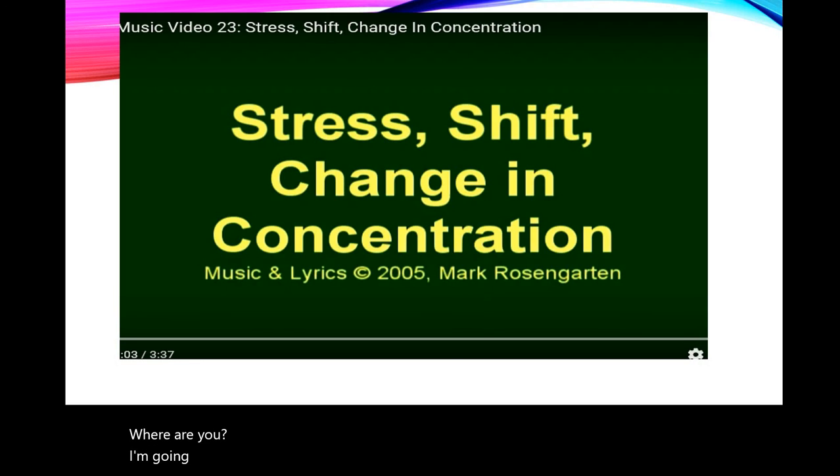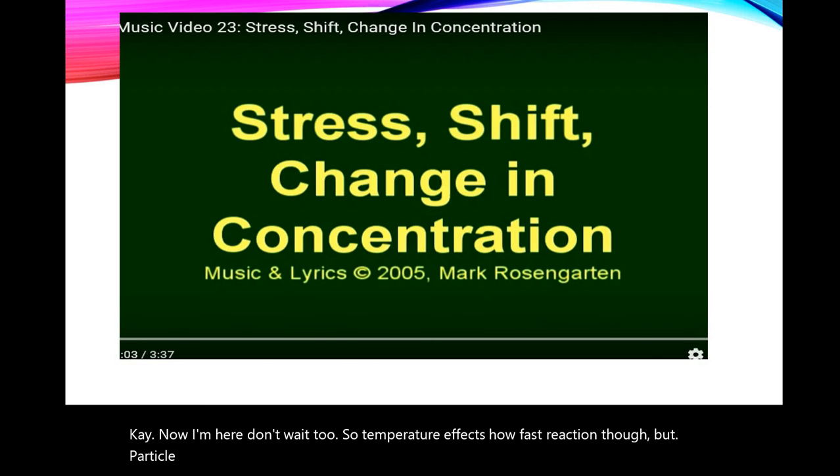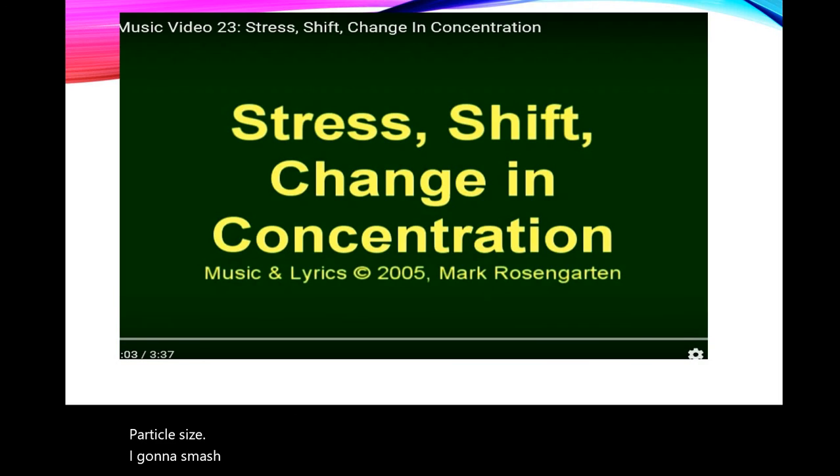I'm going to put a big piece in the hot one here in a minute. We'll see what's changing. It's not as hot as it could be. So temperature affects how fast a reaction goes, but particle size does too. So I'm going to smash this down and make it very fine particles, and we'll put it in the cold.